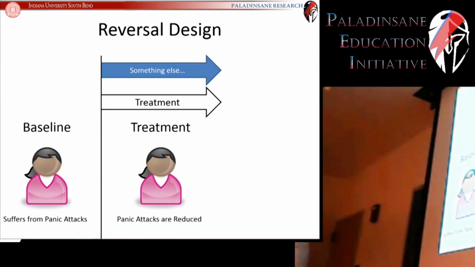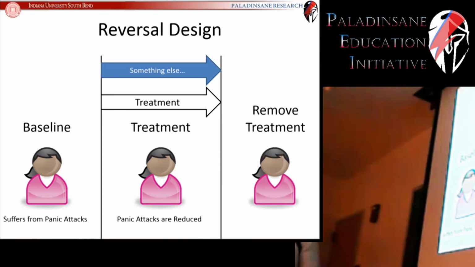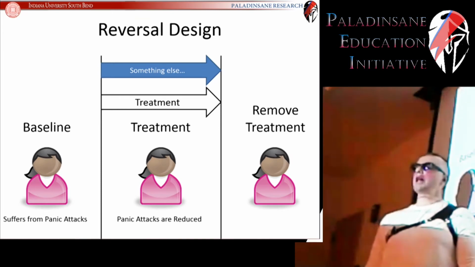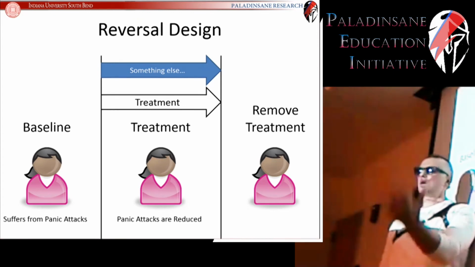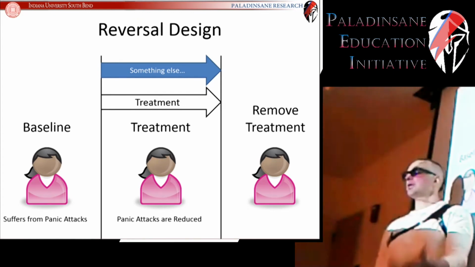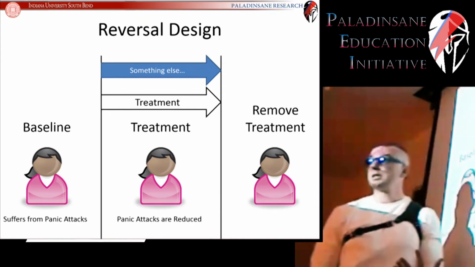So what do we do as a clinician? We say we're going to use a reversal design. And they come back after week number 2, and we say, all right, it looks like your panic attacks are reduced. What I want you to do is now for this next week, don't do the techniques I showed you. No more counting backwards from 20, no breathing in through your mouth, out through your nose. We're going to remove the treatment and see what happens.